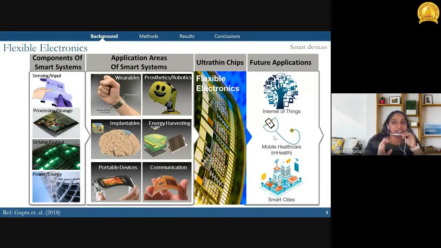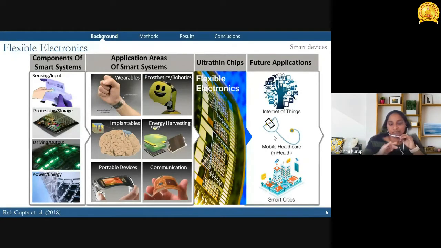And all these come under a single umbrella known as ultra thin chips or flexible electronics. So whatever device we fabricate for smart devices comes under this umbrella. And all these single devices are connected to one another and thus form future applications, which can be named the Internet of Things, mobile healthcare, or smart cities, where many smart homes are connected by smart devices.